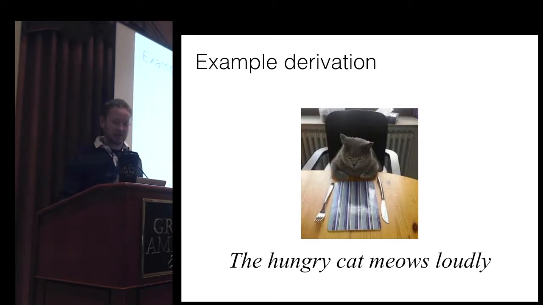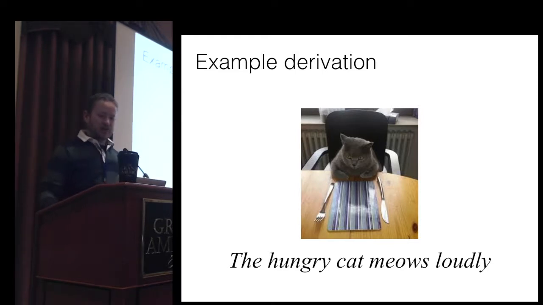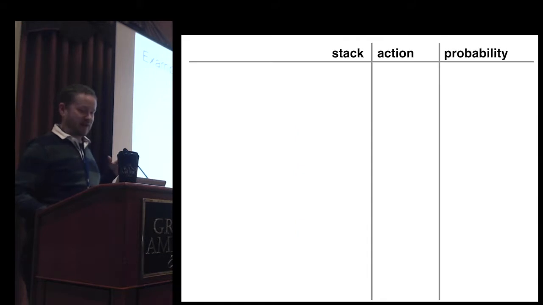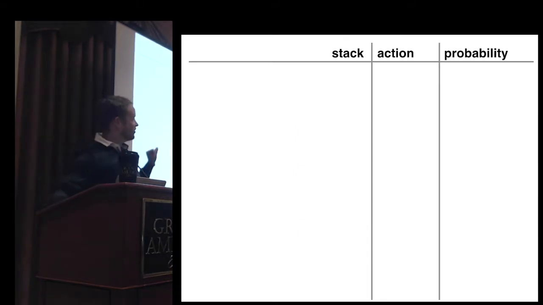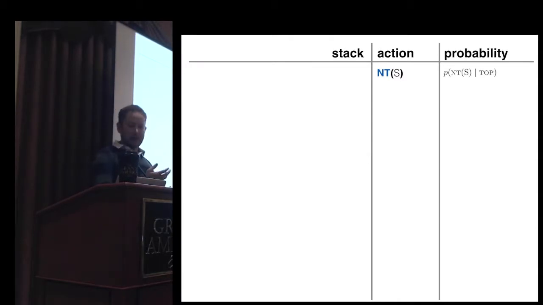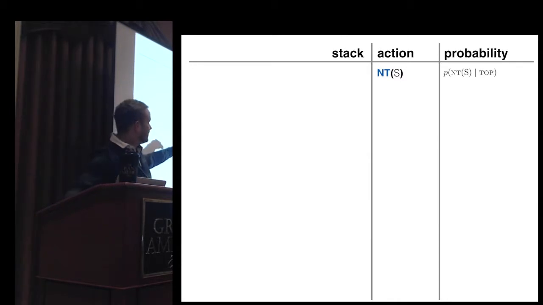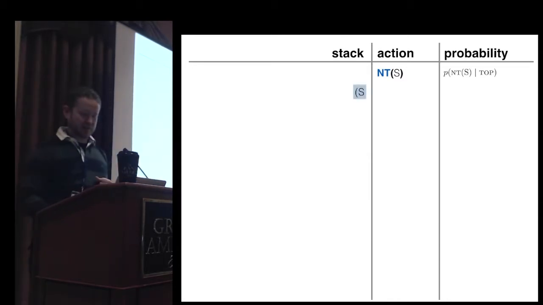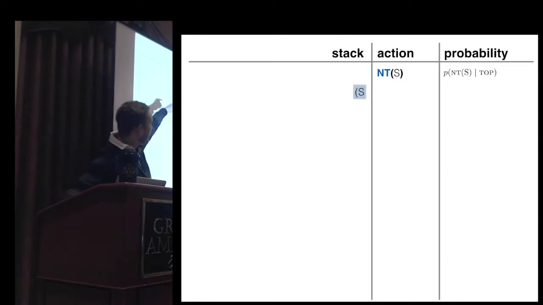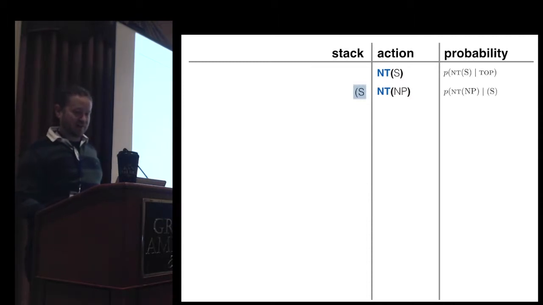Just let me show you what this looks like. We're going to build the sentence, the hungry cat meows loudly, and we're going to do it as follows. We're going to have a set of data structures, one called the stack. We're going to predict an action, and there's going to be a probability associated with it. The action we're going to start with is called NT, non-terminal. This is basically going to open a parenthesis with an S symbol. And we're going to do this with the probability of having an S at the top of a tree. And then that's going to update this stack data structure by pushing this S on top.